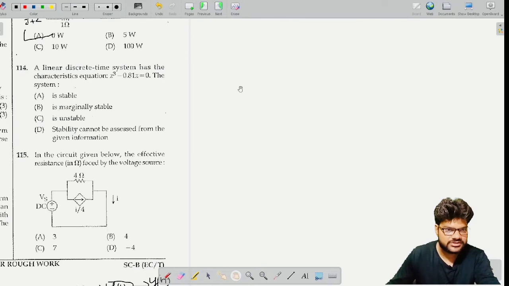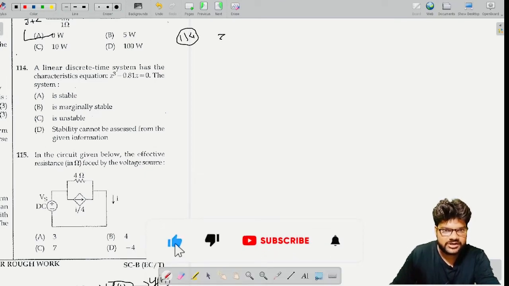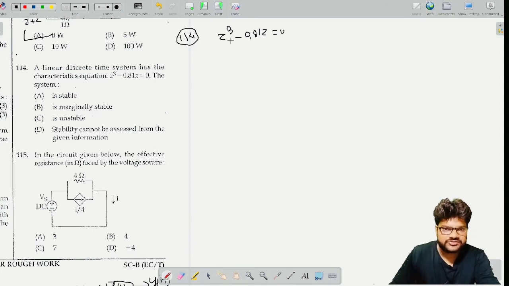Now let's go to next, question 114. A linear discrete time system has a characteristic equation we are given, that is z to the power 3 minus 0.81 z equals 0. So let's find out its roots.